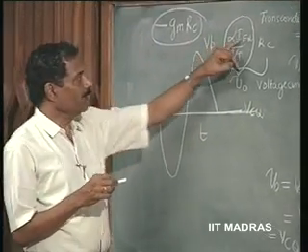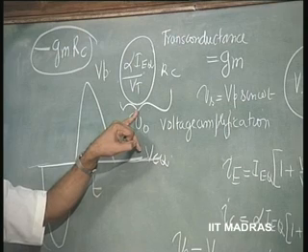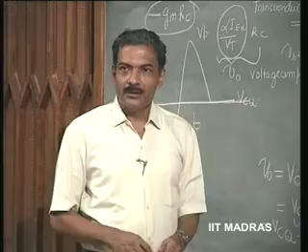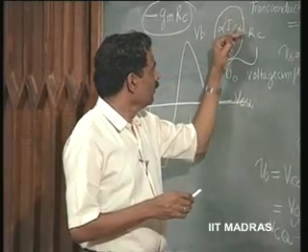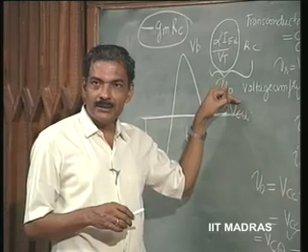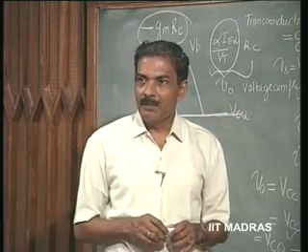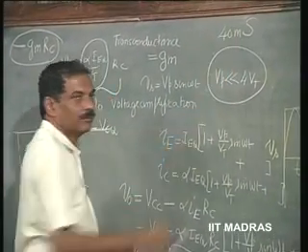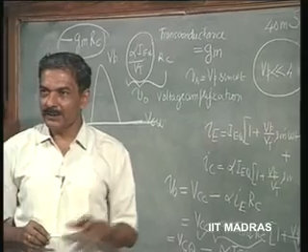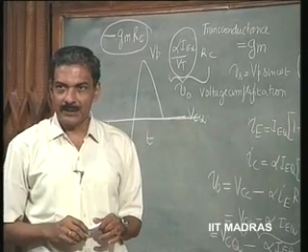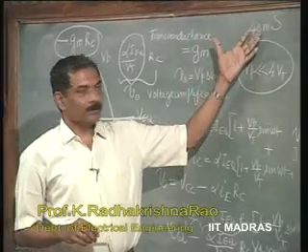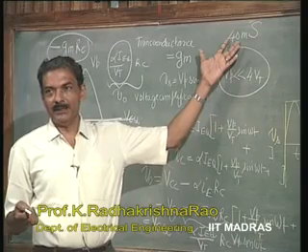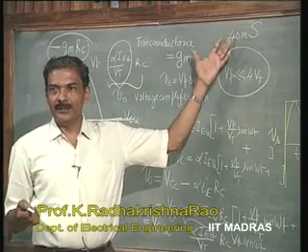So, 1 milliampere divided by 26 millivolts, alpha is very nearly equal to 1. So, which is about 1 by 25 we will take. So, 40 millisiemens. Instead of calling it millimhos, we will call it millisiemens. So, for higher current, for example, 2 milliamperes, it will be 80 millisiemens.